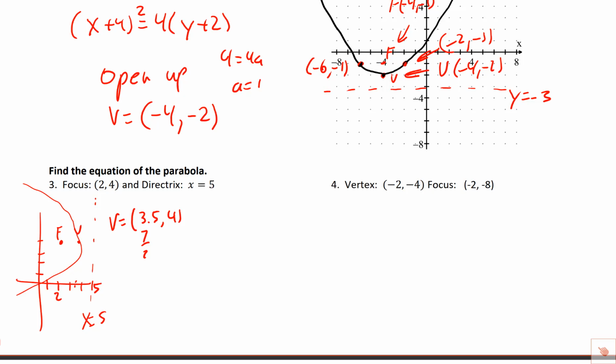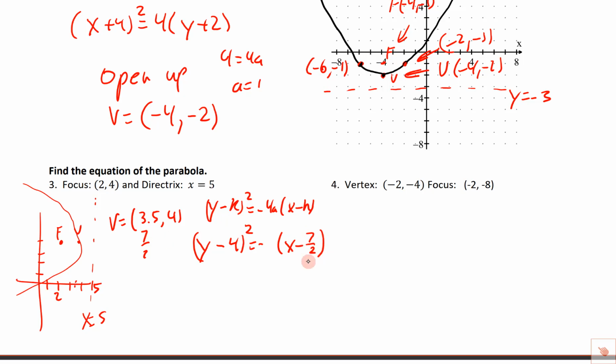So this is a parabola that opens to the left, which means y is going to be squared. So that means we're going to have y minus k quantity squared equals, opens to the left, so this would be negative, whatever 4a ends up being, and then this is going to be x minus h. So we've got part of this. Let's do y minus 4 quantity squared. We'll figure out what the 4a is in just a second, but this is going to be x minus, we could do 3.5 or 7/2, so I'm going to do 7/2.